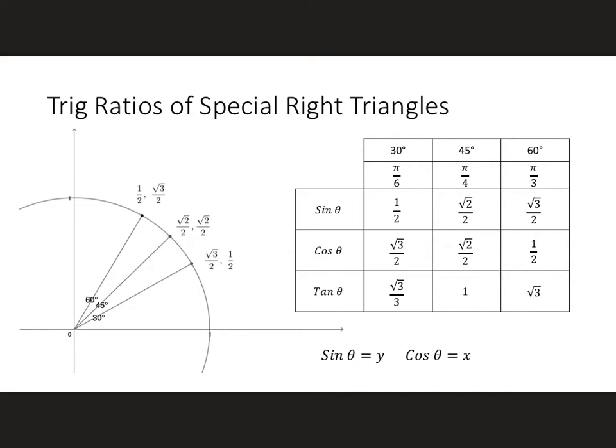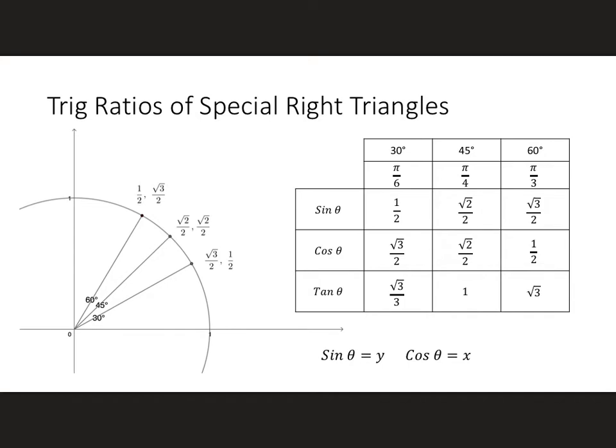The cosine of all the angles has the same value as the x coordinate of the endpoint. So the square root of 3 over 2 reappears right here in the cosine of 30. Square root of 2 over 2, that's the cosine of 45. And the x value 1/2 is the cosine of 60 degrees. So the sine of the angle is the y coordinate of the endpoint, and the cosine of the angle is the x coordinate of the endpoint.